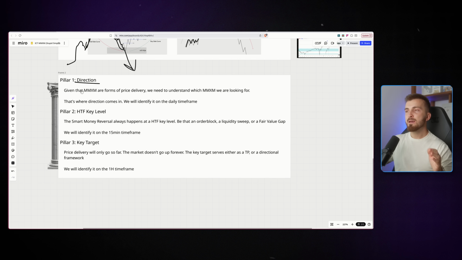And that is why, because pillar number one is direction. I understood that the market is going in one direction over the long term, and that is bullish. Then the only thing I had to do was to identify the higher time frame key level, order block, liquidity, or fair value gap. If I identify one of these on the 1 hour or 15 minute, I have myself a higher time frame key level that I want to see a reaction from. And last but not least, picking the right target was what made me and the community profitable for this week.